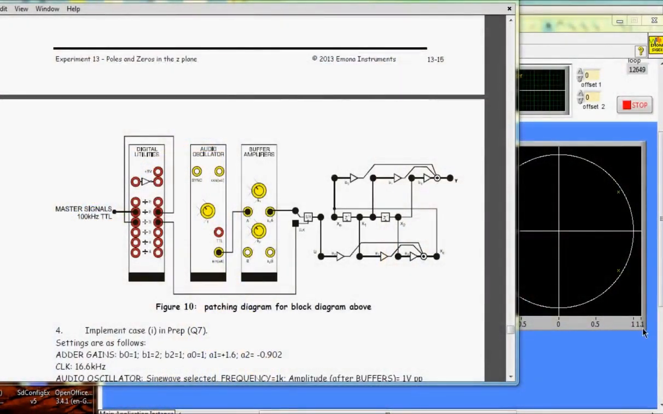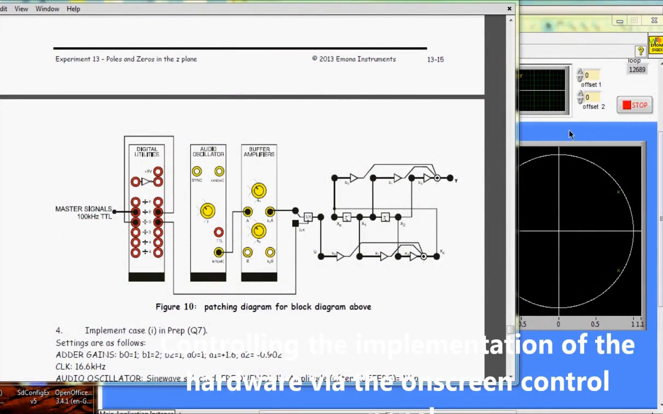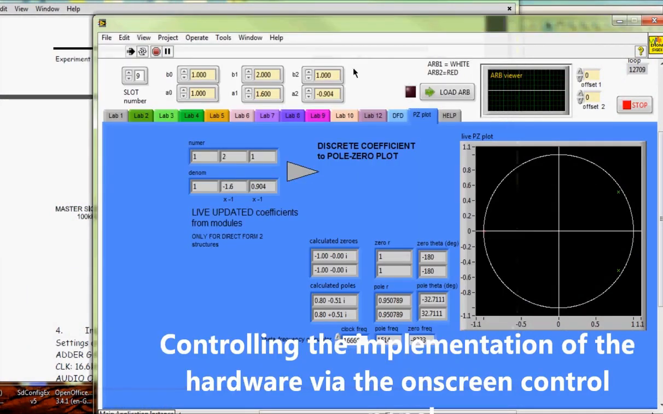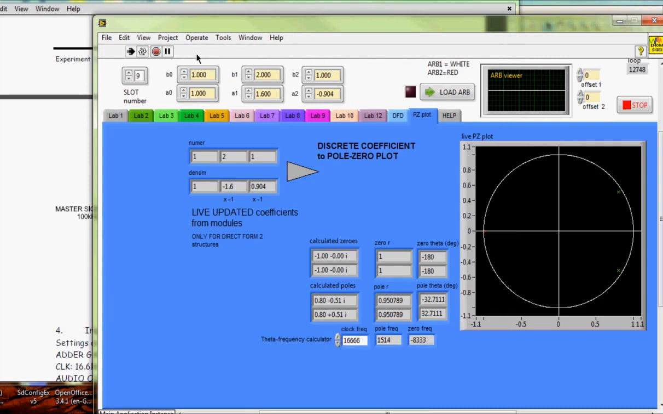A comprehensive on-screen control panel allows the user to change the coefficient values in the implementation, as well as create arbitrary waveforms required for each experiment via the tabs.